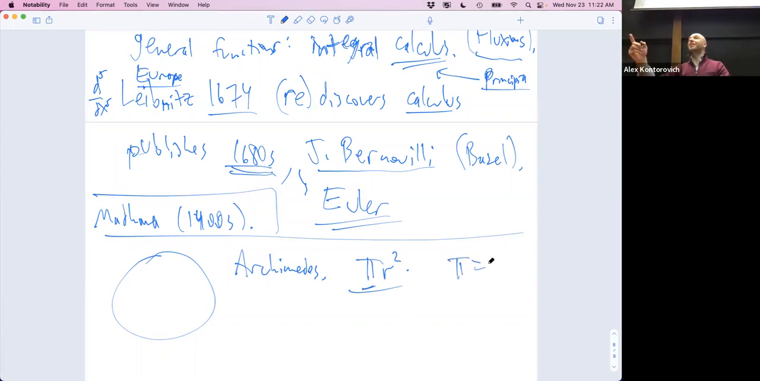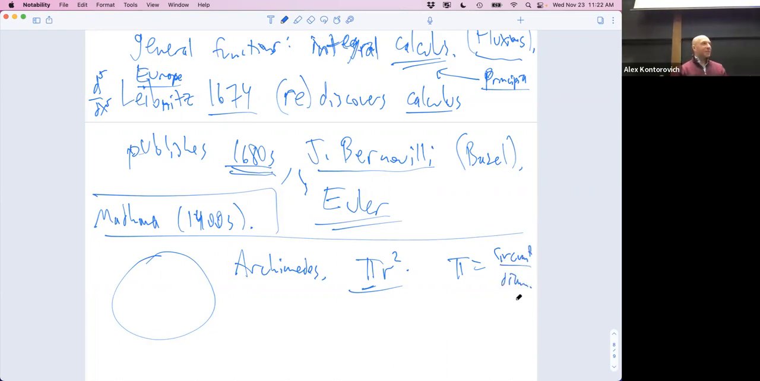What is it? One more time. It's a random number, no, but what's its definition? It's a ratio of, yes, circumference to diameter, right? Pi is the ratio of circumference to diameter.